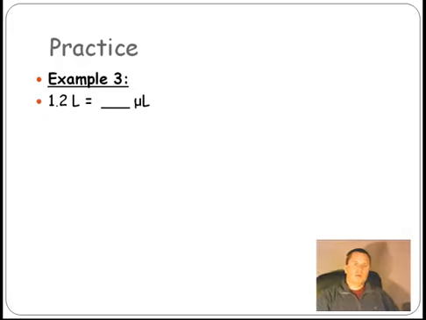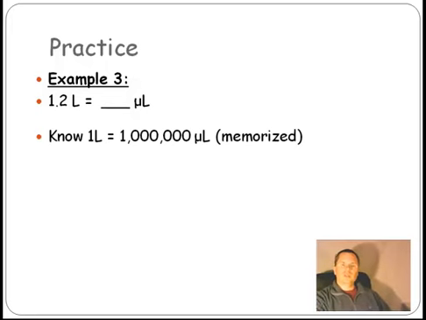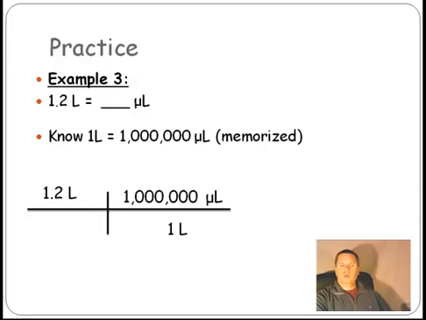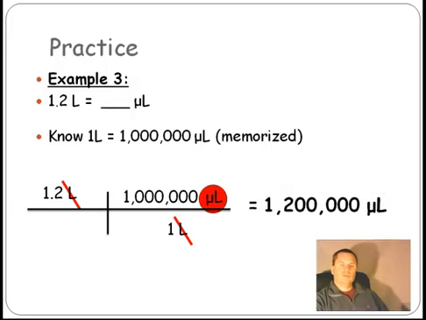Another one, same type of thing, but we're using a bigger number. 1.2 liters going to microliters. Well, I know that in 1 liter there are 1 million microliters. This is from my memorized chart. So I set it up just like the previous one. 1.2 liters. I want to get rid of liters, so that's going to go on the bottom. 1 liter under 1 million microliters. 1.2 times 1 million equals, divided by 1. My liters cancel out. I'm left with microliters, and 1,200,000 microliters is my answer. Pretty simple. Okay, let's try another one, a little harder here.